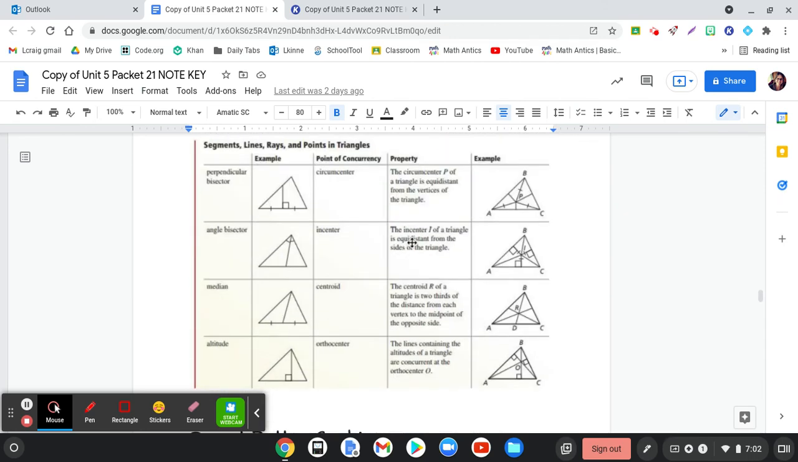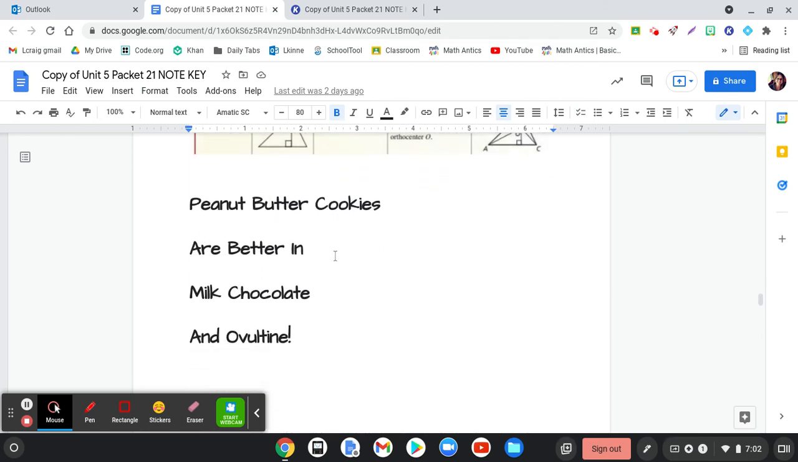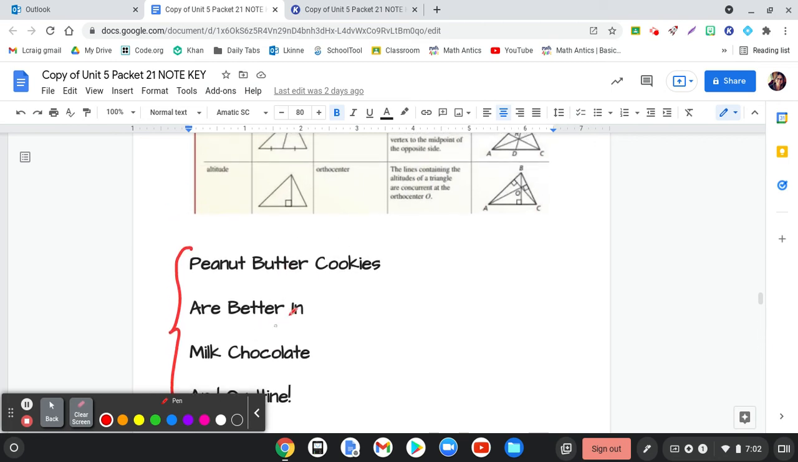This is a sentence. If you remember this sentence, it will help you remember all of these. Peanut butter cookies are better in milk, chocolate, and Ovaltine. I know it seems like a silly sentence to remember, but if you do, you'll keep all of these straight, or it'll at least help you with that. So peanut butter cookies are better in milk, chocolate, and Ovaltine.